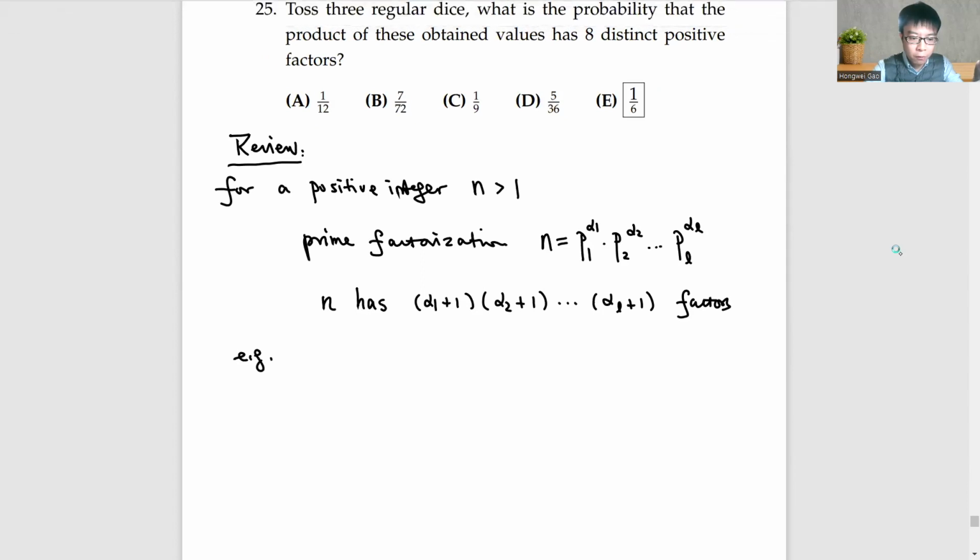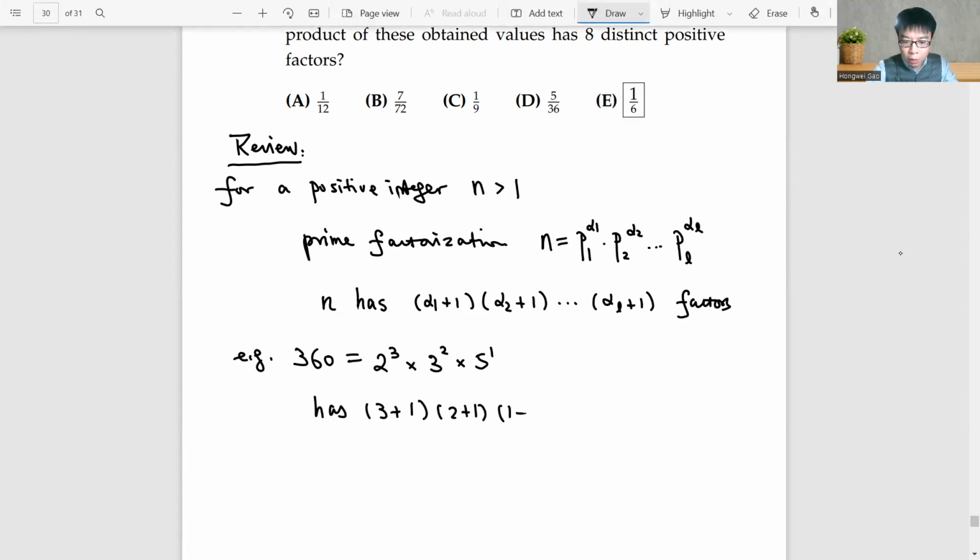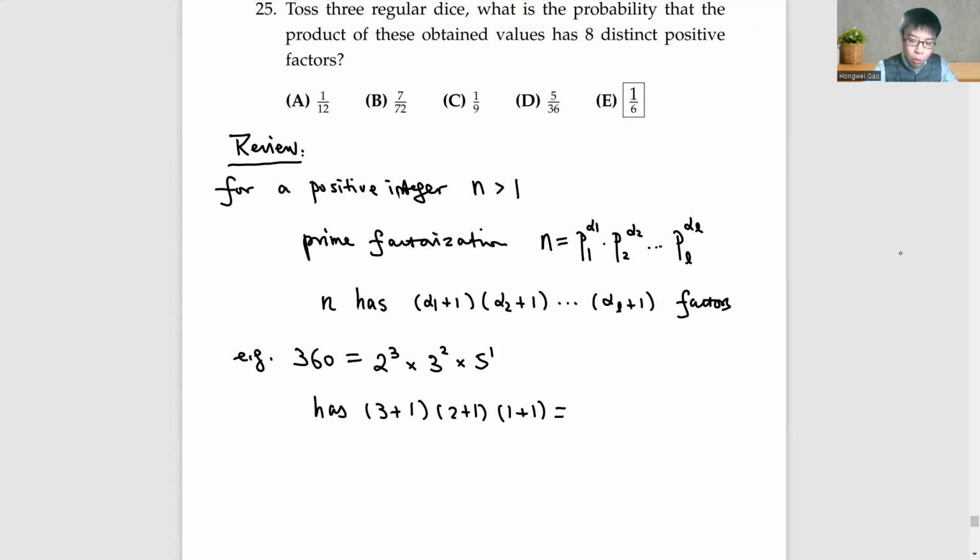For example, if we take the number 360, we can do prime factorization. It is equal to 2 cubed times 3 squared times 5. We can view the power of 5 to be just 1. So it has (3 plus 1) times (2 plus 1) times (1 plus 1) equals 24. So 360 has 24 positive factors.